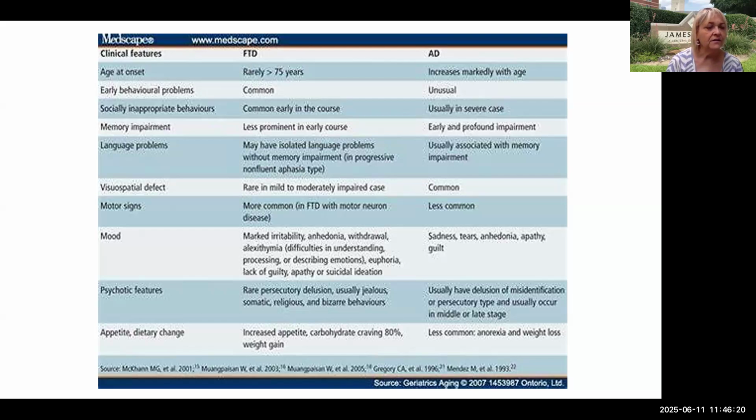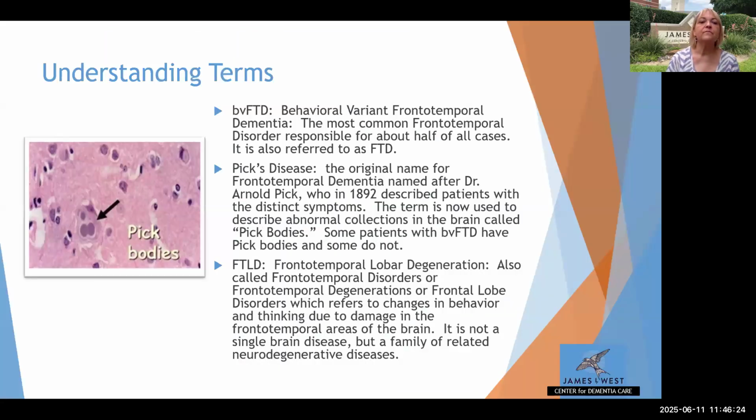So let's look at another slide here. And I mentioned Pick's disease earlier. This is a picture of Pick bodies, and we'll see where that comes from. But let's talk about a few terms. First, we're going to talk about the most common. It's called BVFTD, Behavioral Variant Frontotemporal Dementia. It's responsible for about 50% of all cases. And sometimes when people say FTD, this is the one they're talking about because we see it so often.